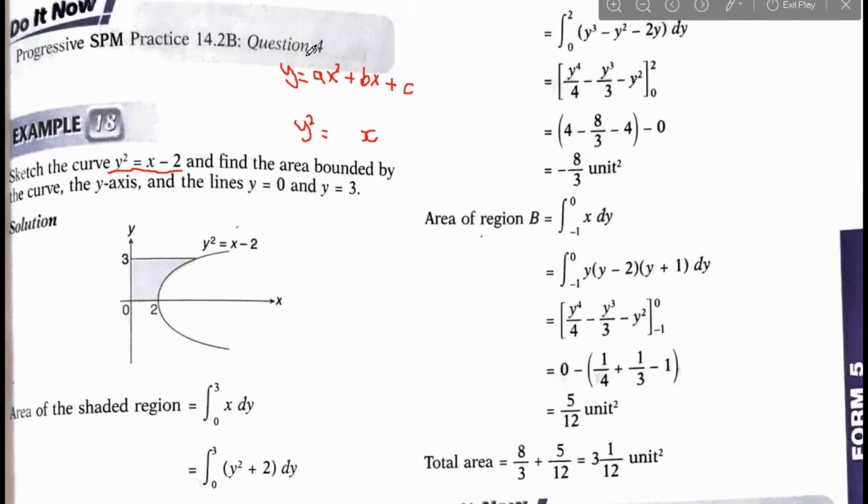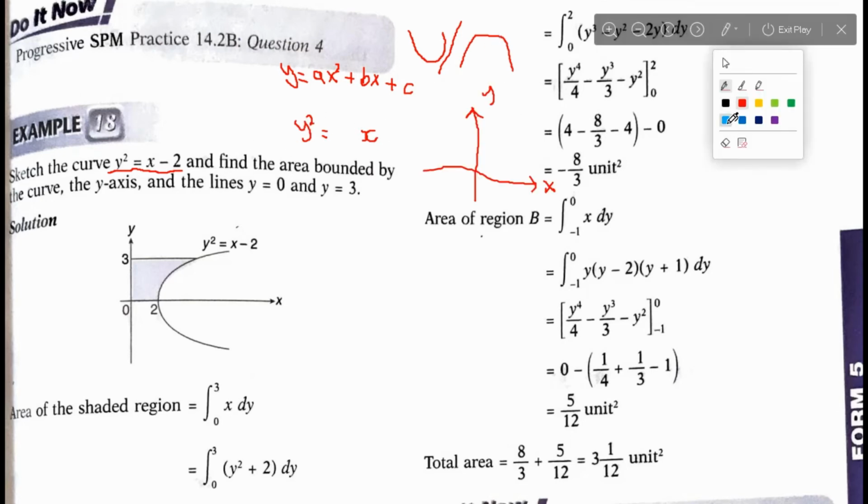We all know that when y squared equals ax squared plus bx plus c, the curve will look like either a U shape, a smiling face or a sad face. This is when a is positive and this is when a is negative. Then how about y squared equals x? For y squared equals positive x, the curve will be on the right side of the y-axis. So this is y squared equals x. If you have y squared equals negative x, then the curve will be on the other side. This is y squared equals negative x.